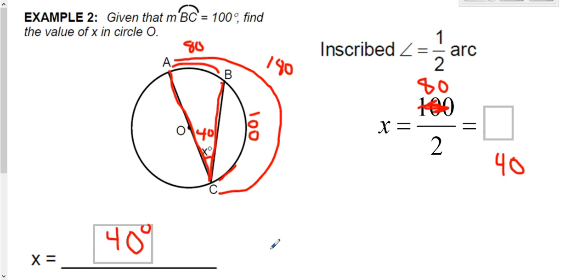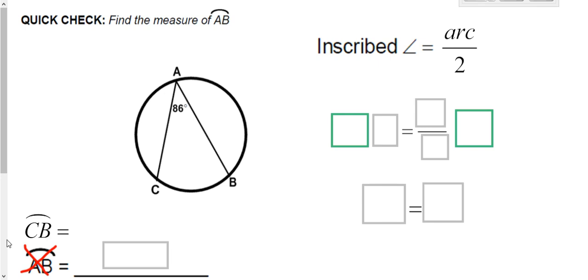Okay? Let's look at another one. This one, there was a mistake on the paper also. It said arc AB. It should be arc CB we're looking for. This arc right here. So if we want to know this arc, we want the angle associated with it. Yep, and that matches up with this angle A here, which is 86 degrees.